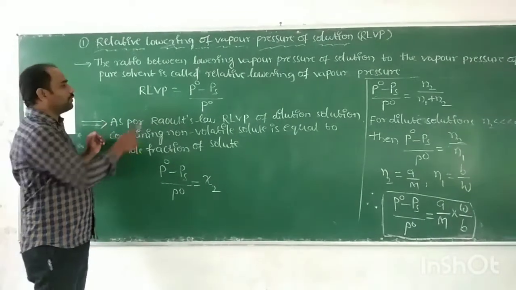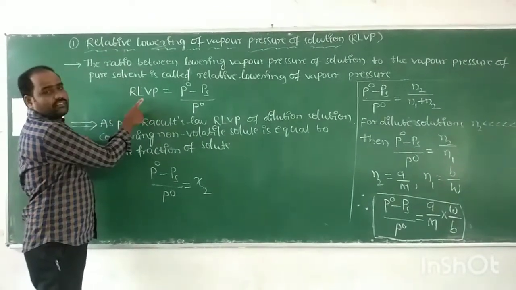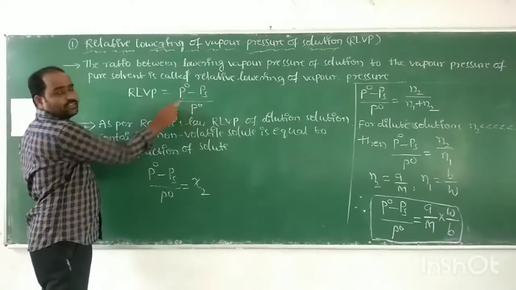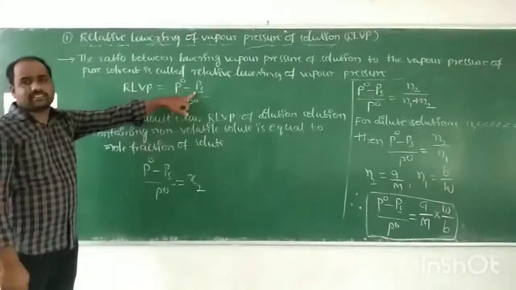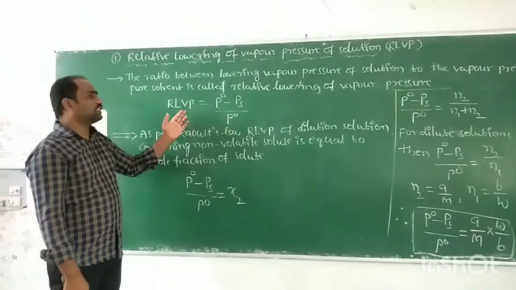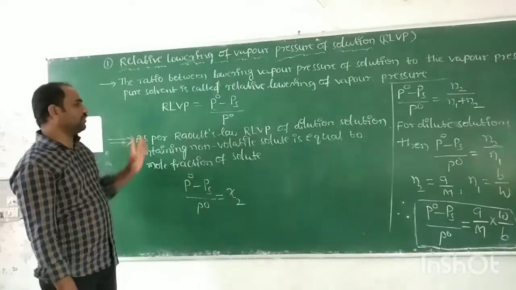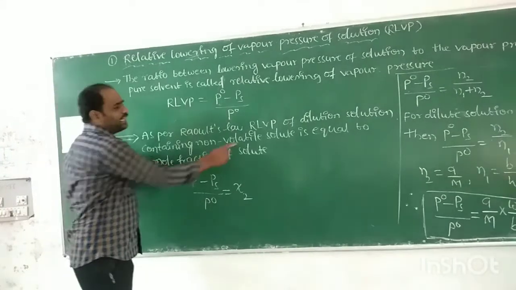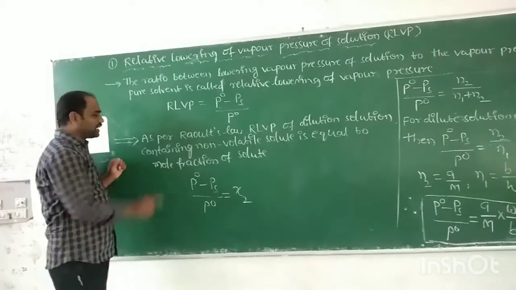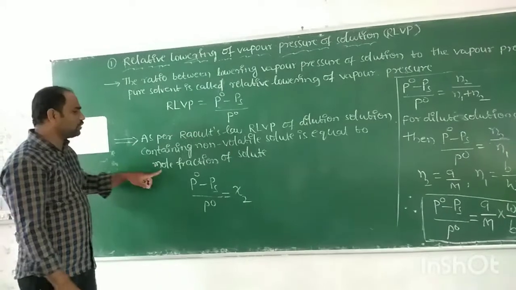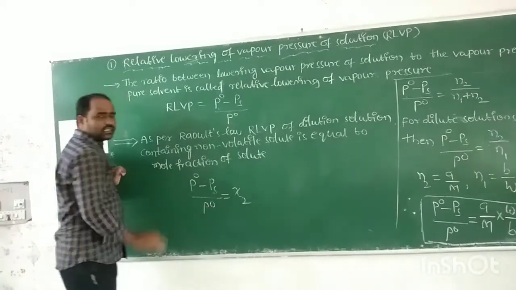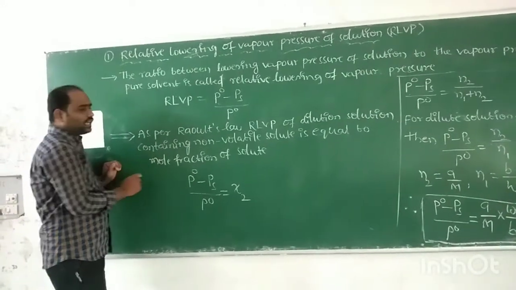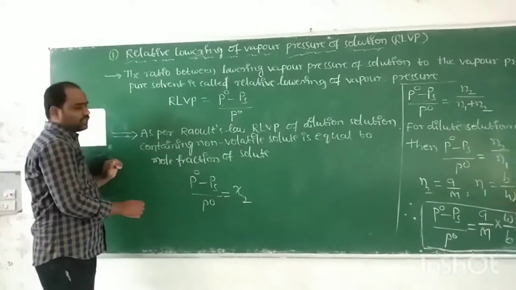Mathematically, relative lowering of vapor pressure is represented as RLVP = (P0 - Ps)/P0. Here P0 is the vapor pressure of the pure solvent, and Ps is the vapor pressure of the solution. This is the mathematical representation of the RLVP. According to Raoult's law, the relative lowering of vapor pressure of a dilute solution containing a non-volatile solute is equal to the mole fraction of the solute.